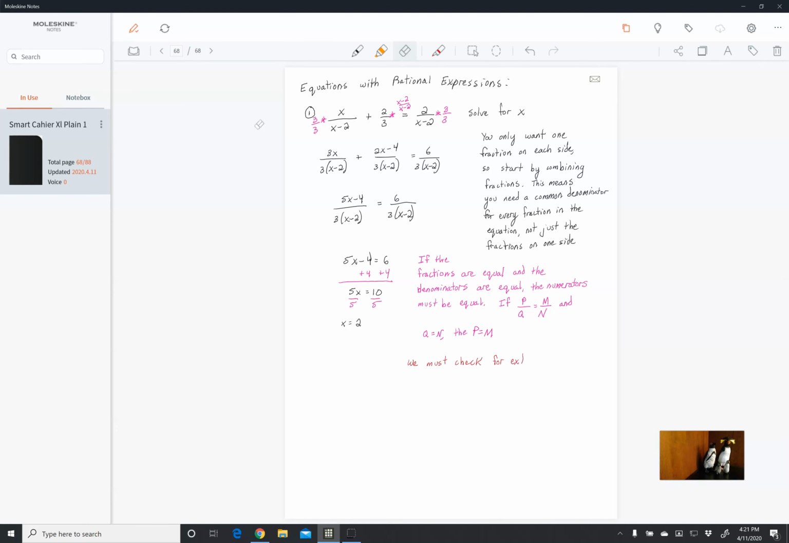So we did this with logarithms, we did it with radicals, and now we have to do it with rational equations too. We want to make sure we don't get 0, because that would make the fraction undefined.